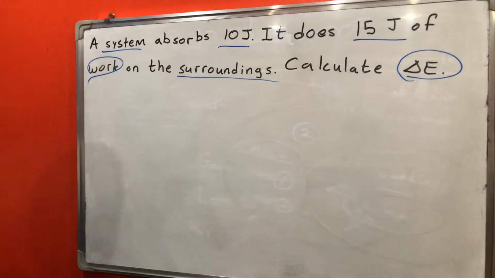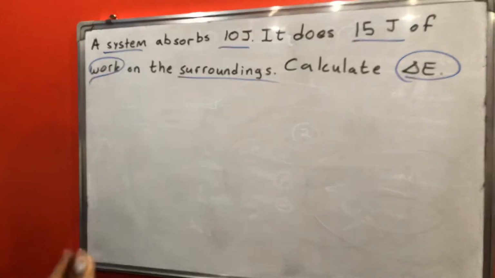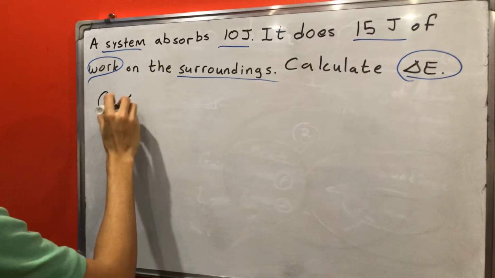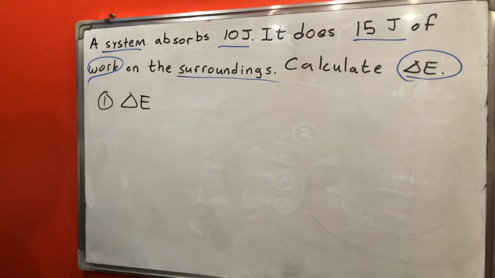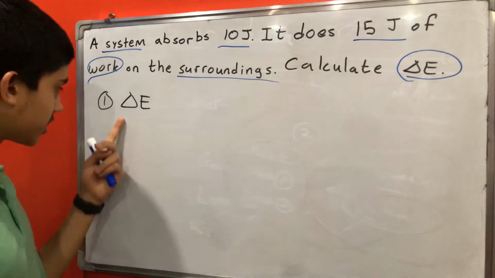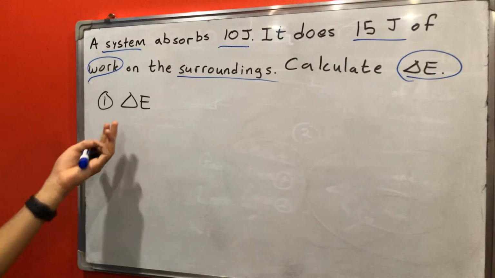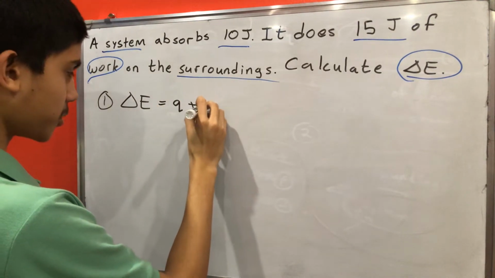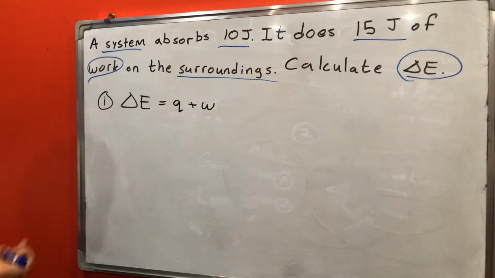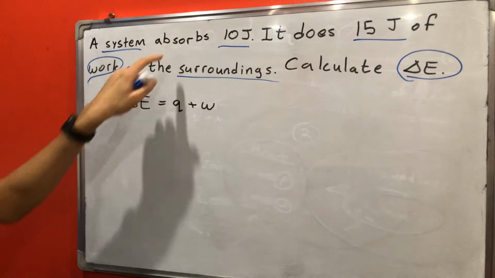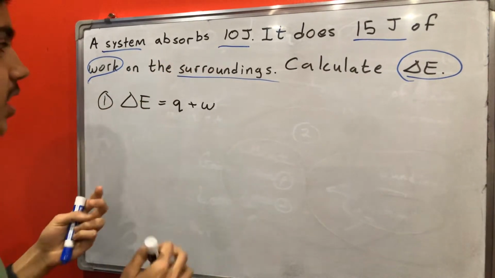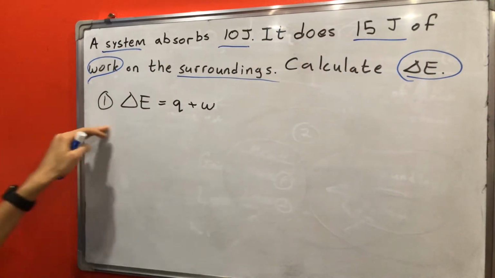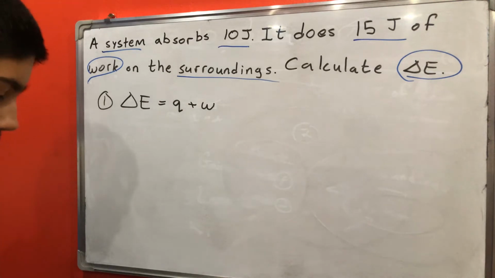So we're going to learn about the first law of thermodynamics. There's three things I want you to know basically. The first law of thermodynamics says that delta E, delta is change and E is energy, so change in energy is equal to Q plus W. Q is just heat, and in this case it absorbs 10 heat, this is our heat, and W is work. It does 15 joules of work. So basically we're going to use this equation to solve this problem.